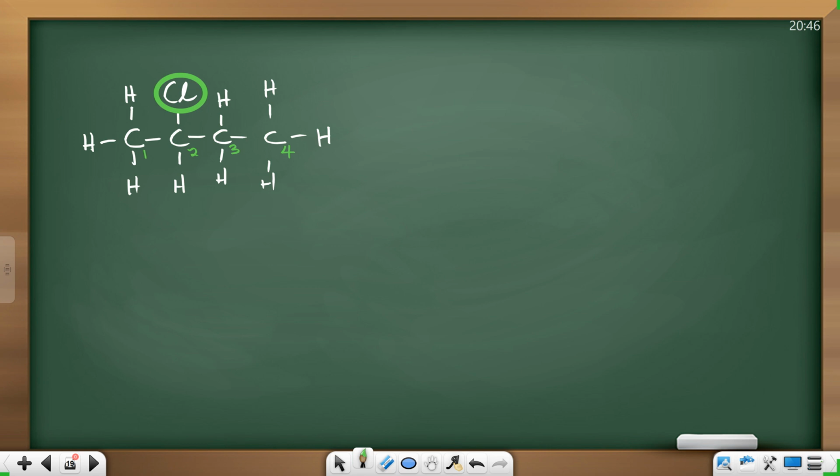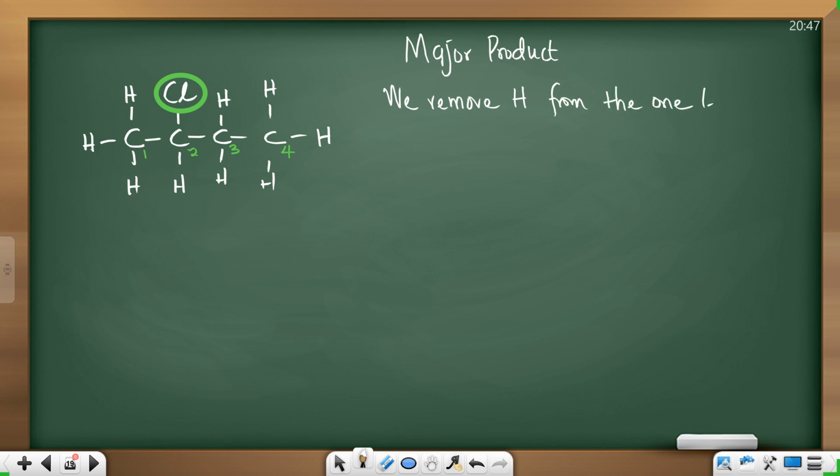Now, there's what you call major and minor product. So let's quickly do a crash course on this. We are removing, so for the major product, just take note of this: we remove hydrogen from the one less adjacent.